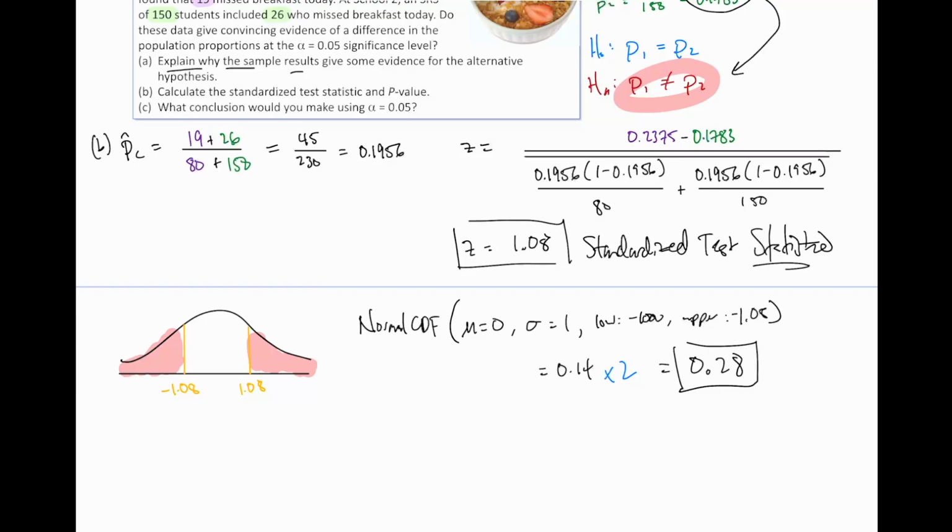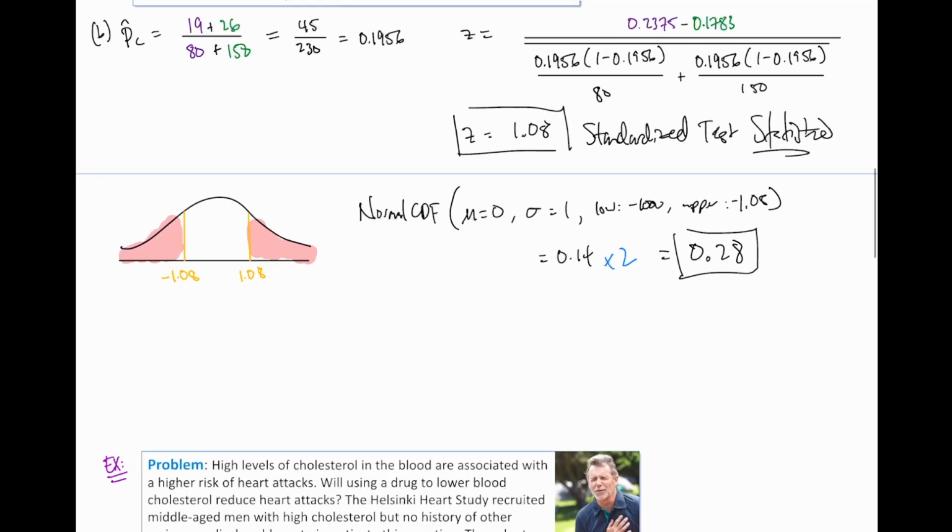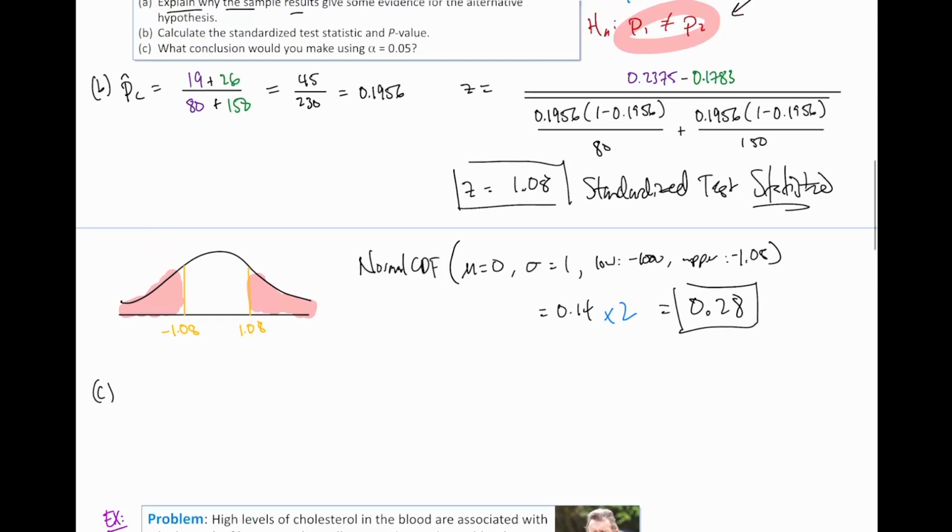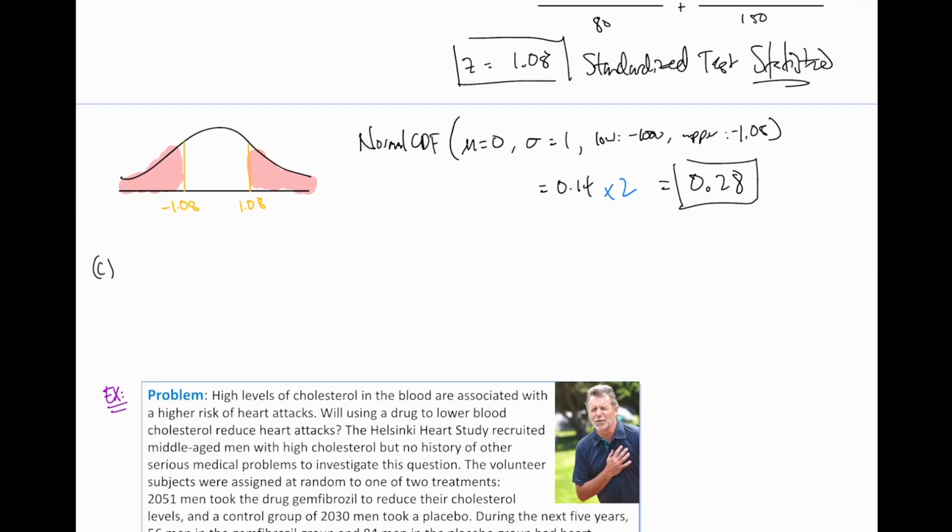Great. That's part B. Part C then says, what conclusion could you make using a 5% significance level? Our conclusion would just be this. Oh gosh. Because, what in the world? Because P is equal to 0.28 is less than 0.05.